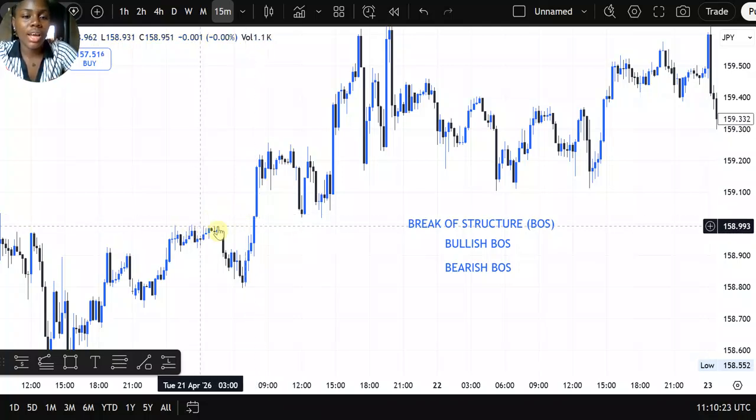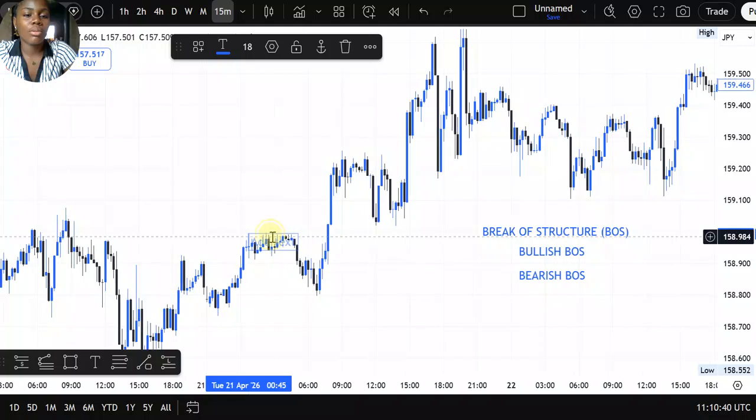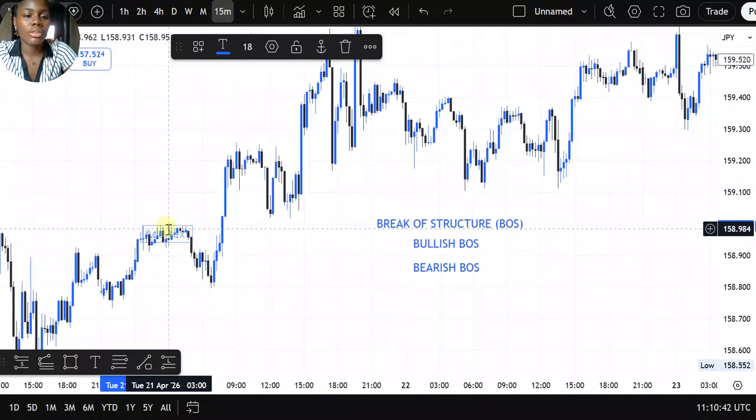So this is a high, price breaks past it, that's a break of structure. That's a bullish break of structure. All you have to do is mark it out here, name it a break of structure, and that's it. So it helps you to keep in track with the trend while the price is going upwards.